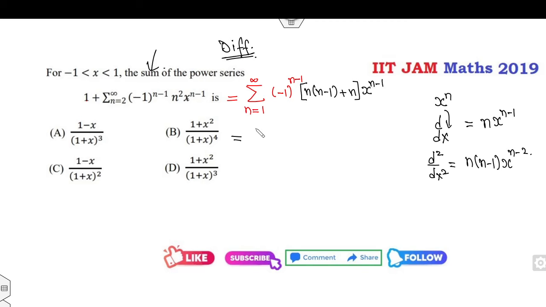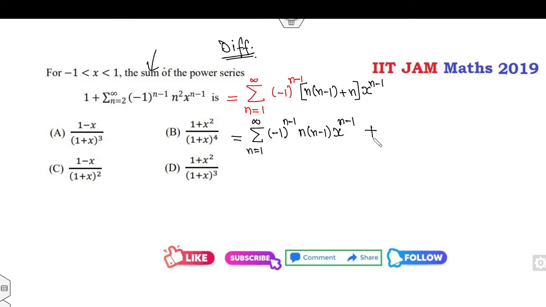Fine. Now I can open this bracket. This is n equal to 1 to infinity, minus 1 raised to power n minus 1, n into n minus 1, x raised to power n minus 1, plus summation n varies from 1 to infinity, minus 1 into n, x raised to power n minus 1. Fine. Now firstly I can think about this quantity. What will happen? Because these two quantities are the same, I can write this value is my x only.